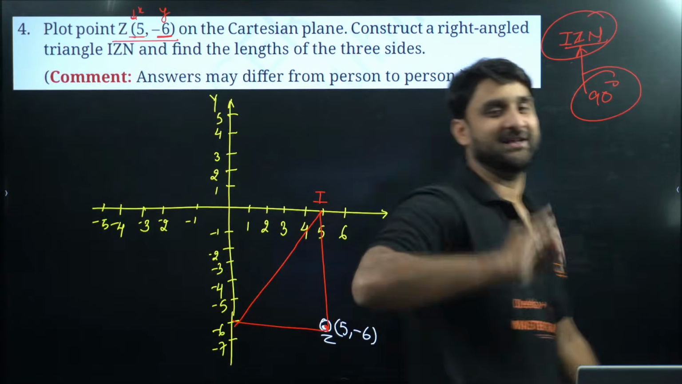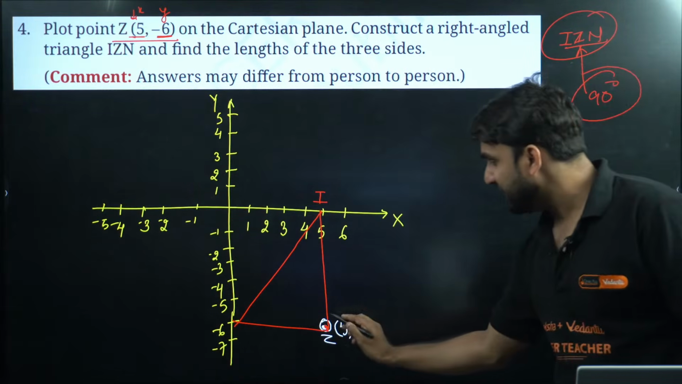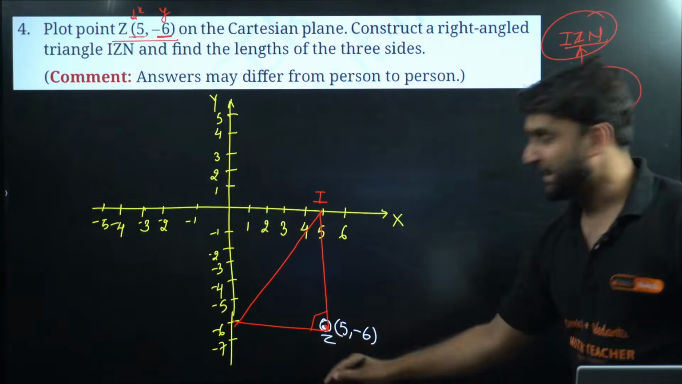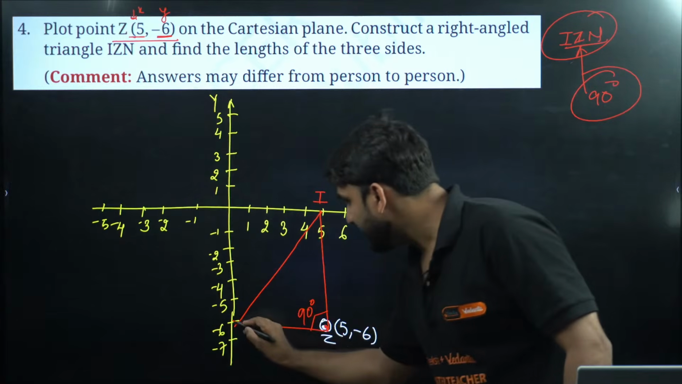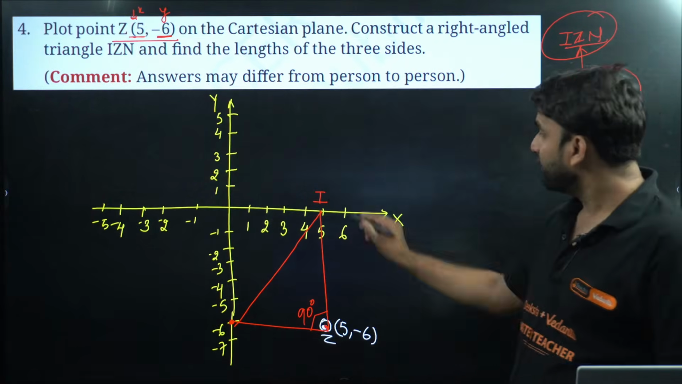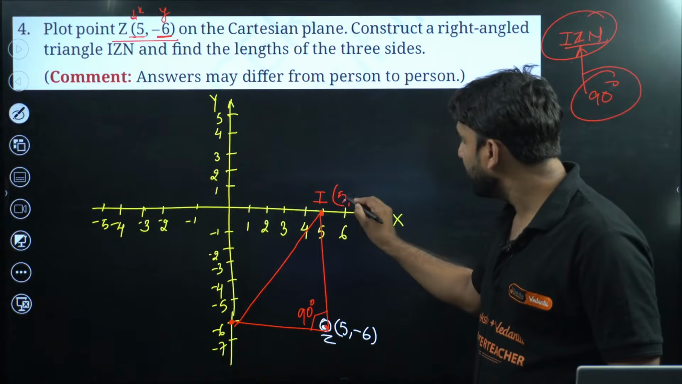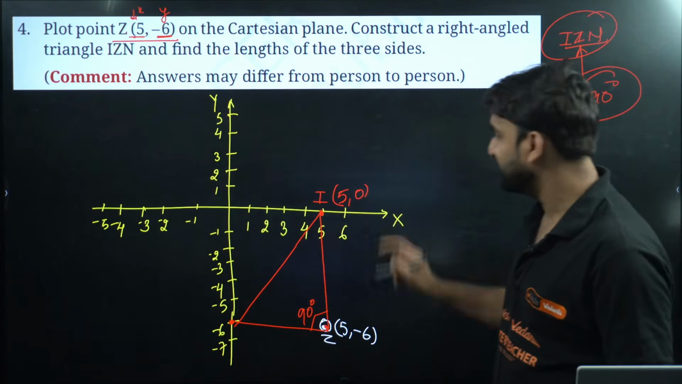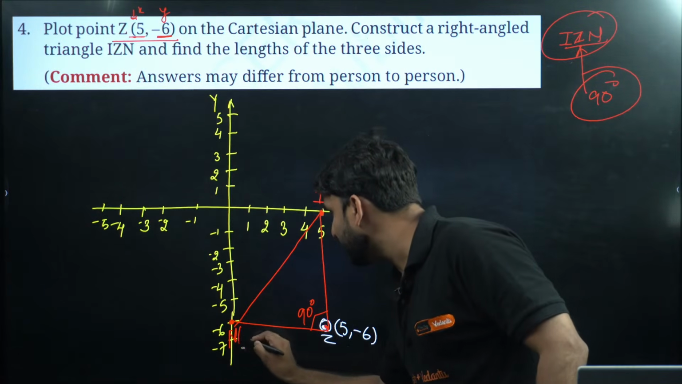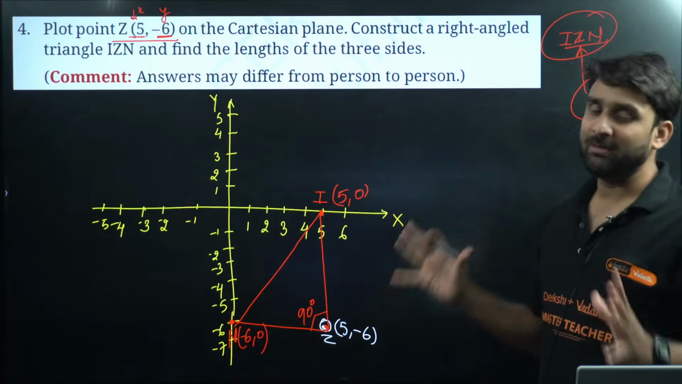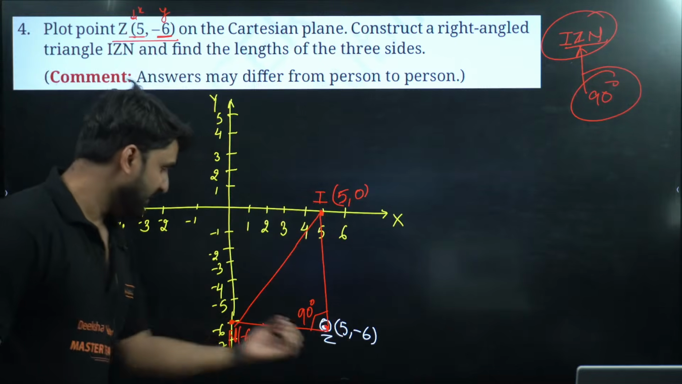I hope everything is clear. The question is asking construct a right angle triangle IZN. So Z will take the 90 degree position. So the required triangle will be I, Z, and this coordinate will be N. So what will be the I coordinate? The I coordinate will be 5, and the y coordinate will become 0 because I is on the x-axis. And this point N is on the y-axis, so the x coordinate will become 0. So N coordinate will become 0, minus 6. So we have all 3 coordinates. Yes, clear everyone? I we have, Z we have, N we have.